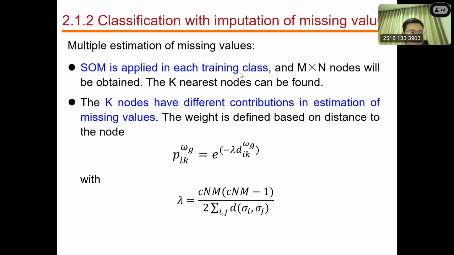Because the training classes are usually considered without missing value, they are complete. So the k selected nearest nodes are used to estimate the missing value. Of course, the k nodes have different contributions in the estimation. If the node is close to the object, it will play an important role in the estimation. Otherwise, it will play a smaller role. So this is the weight of each node in the estimation. And this is distance: the bigger the distance, the smaller the weight.